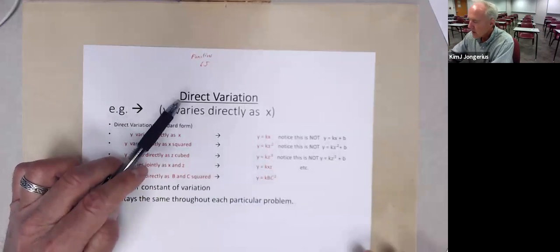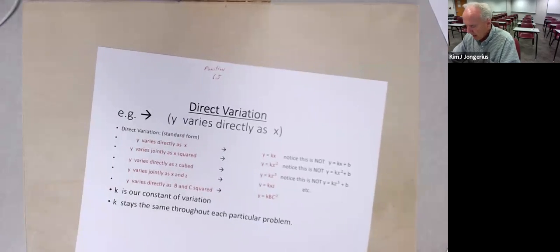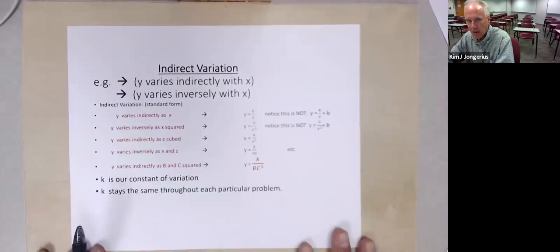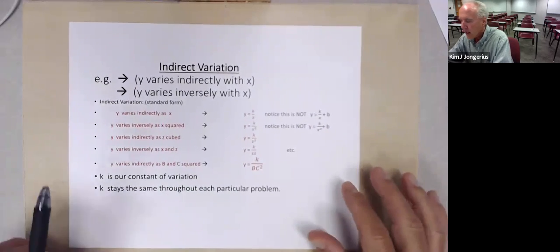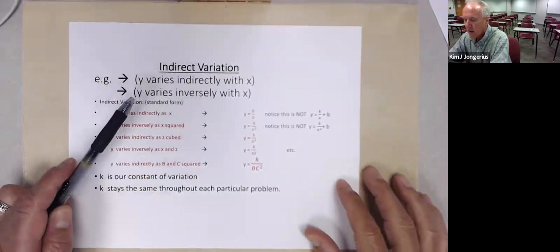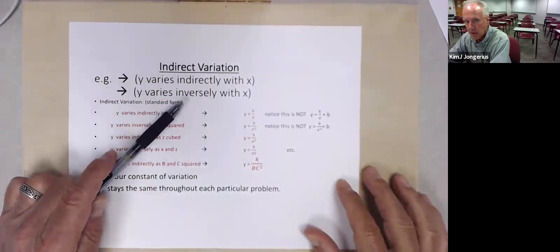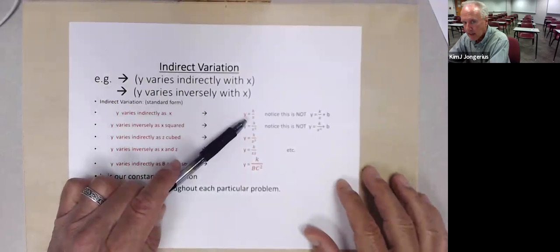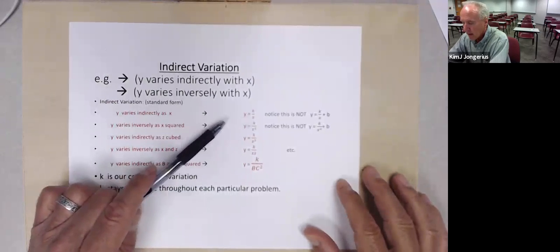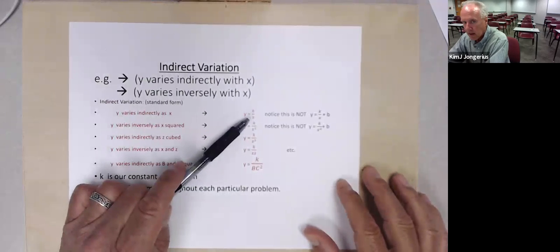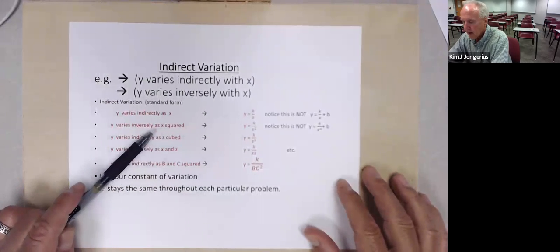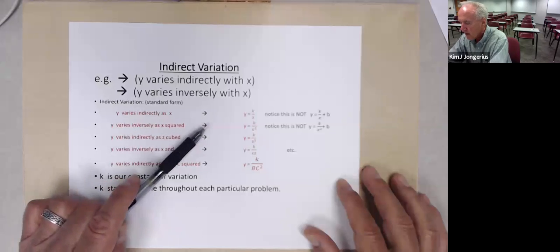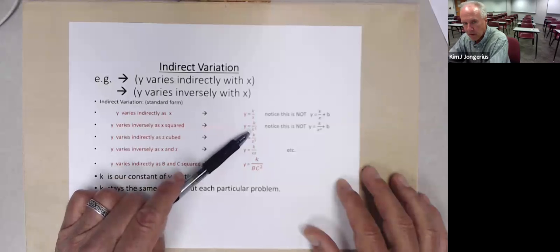That was direct, and we did a bunch of problems on that. Today, to finish up, we're going to be looking at indirect variation instead of direct. Ways that they will say it would be y varies indirectly with something, or y varies inversely with something. For example, y varying indirectly as x, rather than k times x like we had previously, because it's indirectly, it will be k divided by x. In similar manner, if y varies inversely as x squared, it would be k divided by x squared.